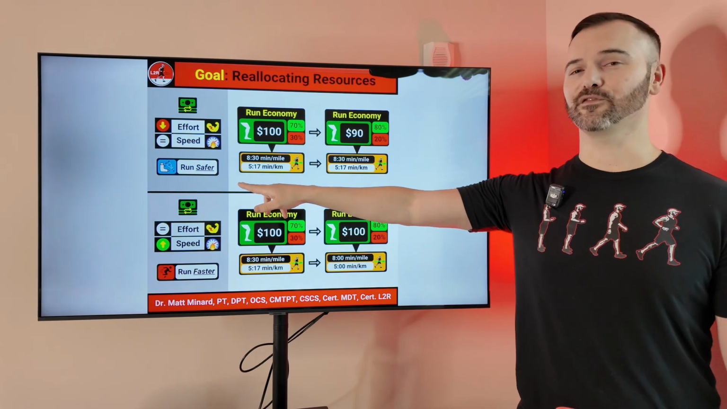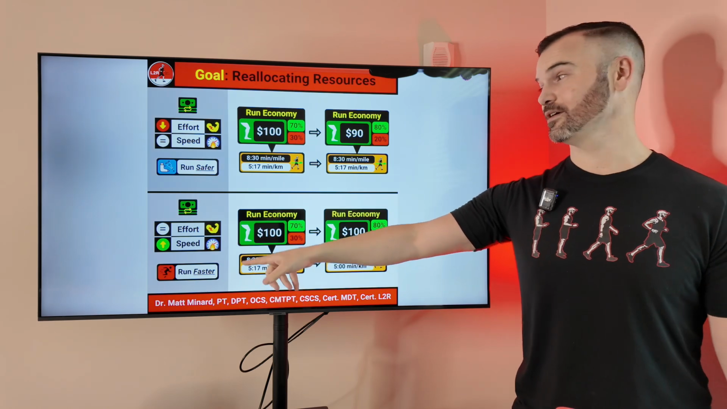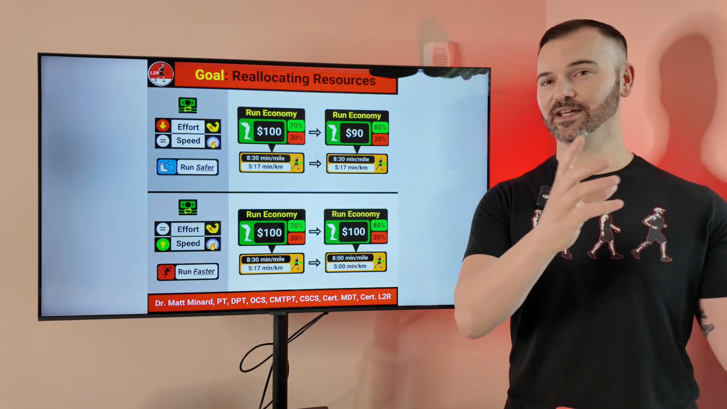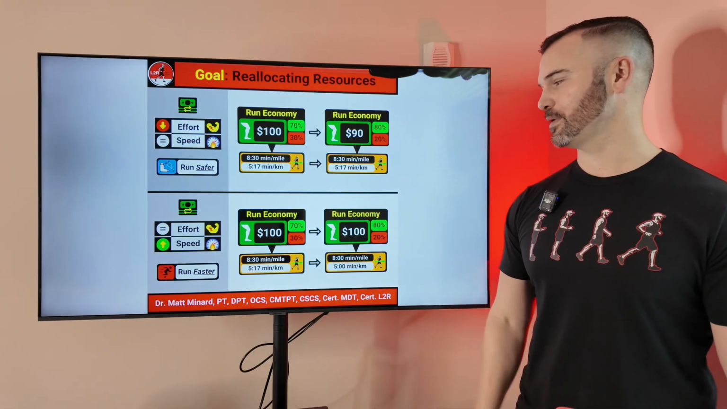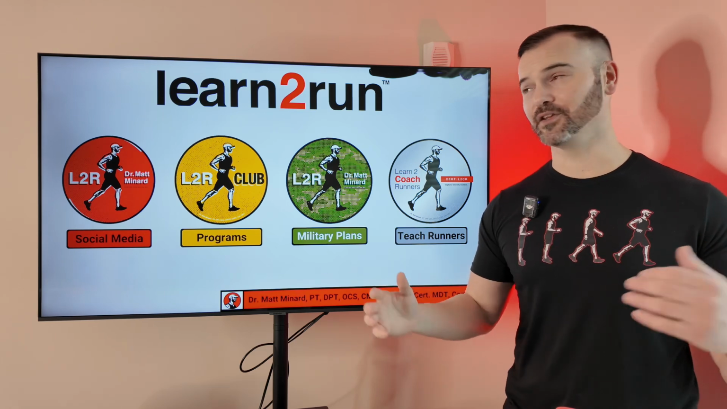This tends to be safer, less overall force. Here, we're running faster because you're keeping the same amount of exertion, but you're reallocating it from the interest towards paying on the principal. So I hope that was helpful. I hope that tied a lot of things together.